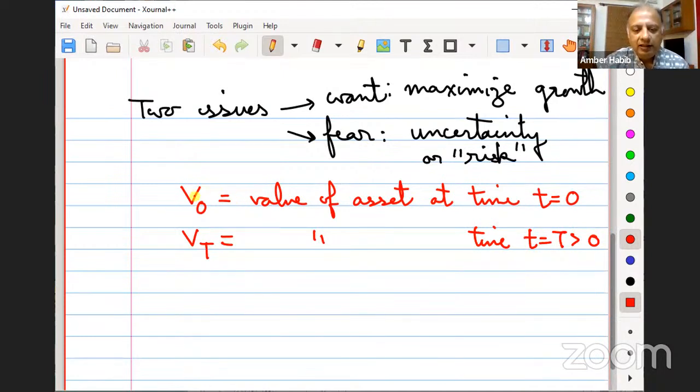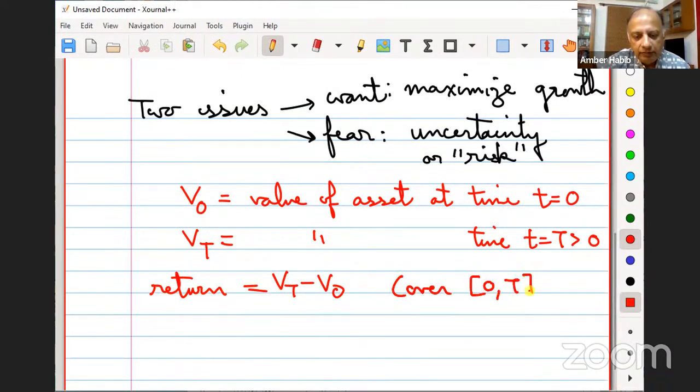What are we interested in? How much the value V naught will grow into VT. So we are interested in the difference, VT minus V naught. This is called the return over this time period, over this time interval from 0 to capital T. Obviously, we want this return to be large and positive.